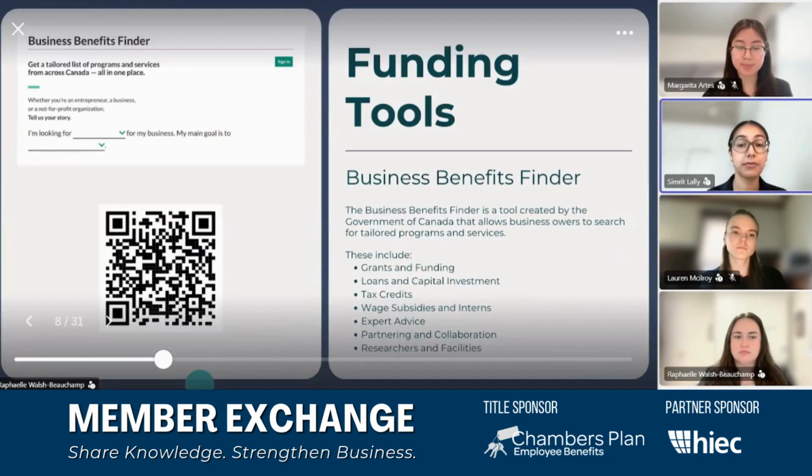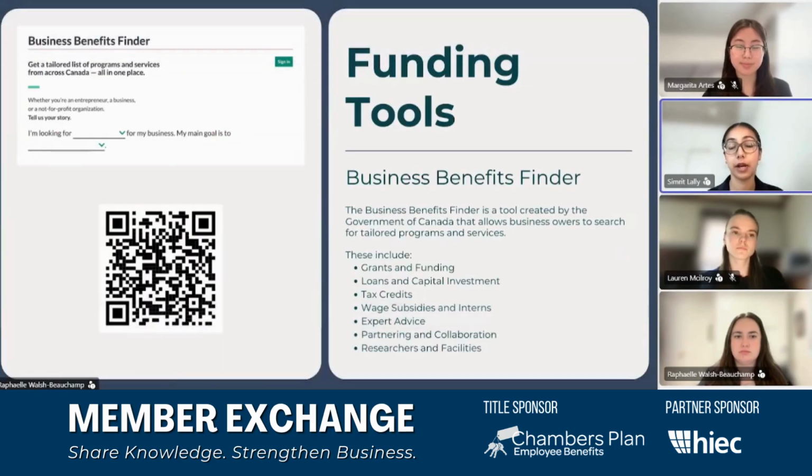And now moving on to some funding tools. As many of you business owners already know the different traditional avenues for looking into funding, we decided to introduce you to a different type of tool that you may not have known about before, and it's called the Business Benefits Finder tool online. The Business Benefits Finder tool is a tool created by the Government of Canada that allows business owners to search for tailored programs and services. Some of these could include grants, funding, loans, capital investment, tax credits, wage subsidies, insurance, expert advice, partnering, collaboration, researchers, and facilities. So this is just a really great way to find resources you might not have known about previously, and also to tailor your funding opportunities to your specific business needs.